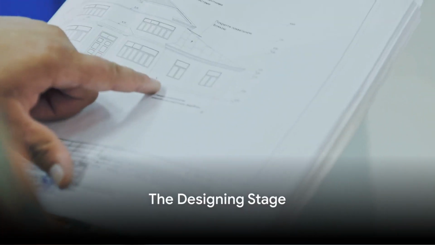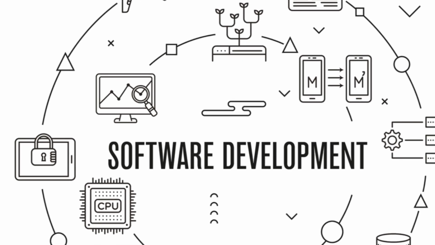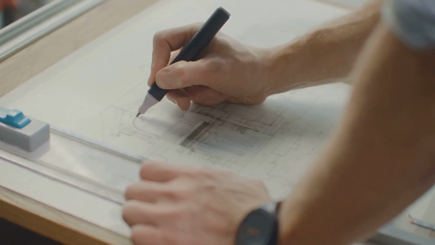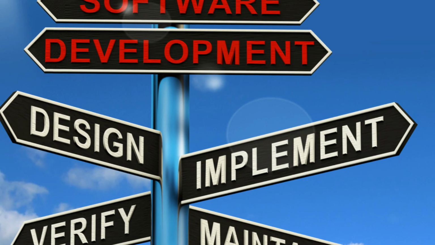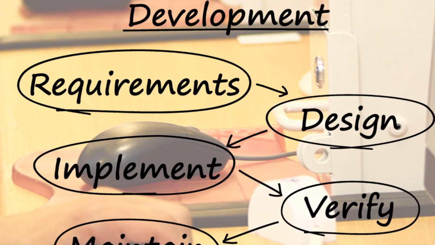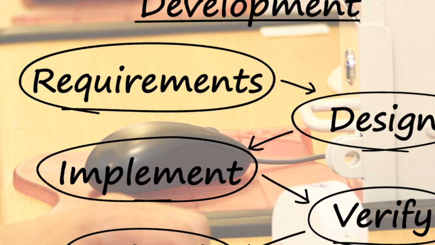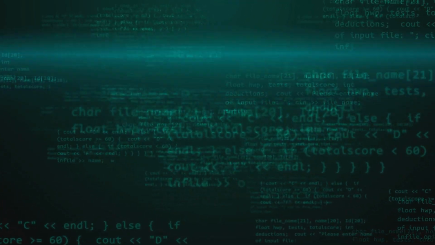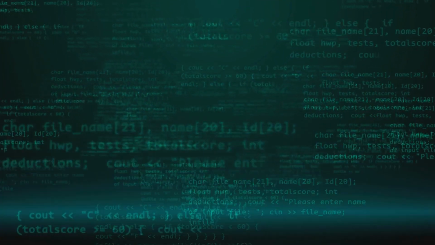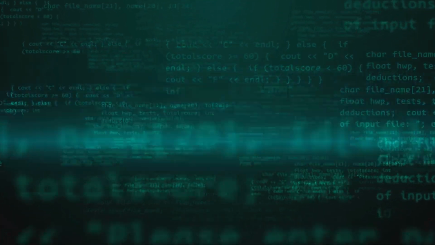Once the planning is solidified, we move on to the designing stage. This is where the software starts taking shape, even if it's just on paper. The designing stage is all about creating a detailed architecture or blueprint for the software. This blueprint will serve as a guide for the next critical stage, coding.